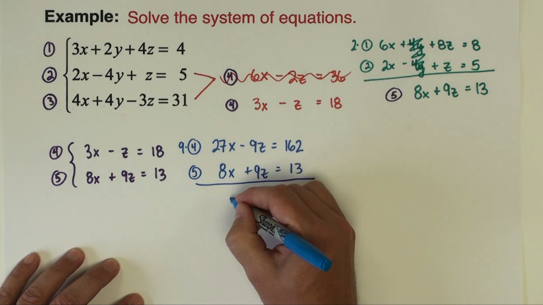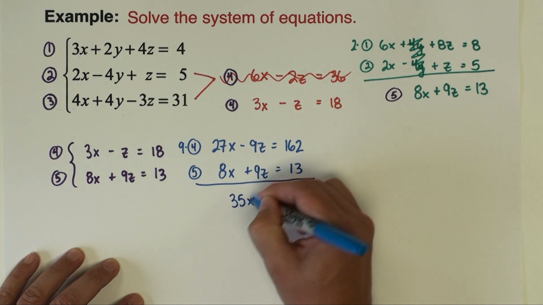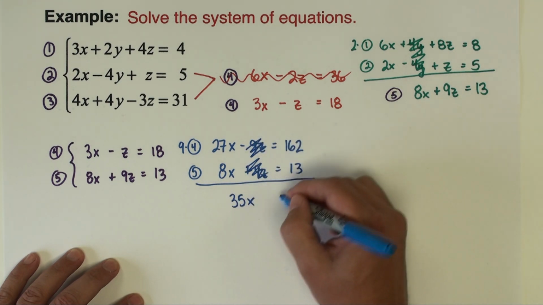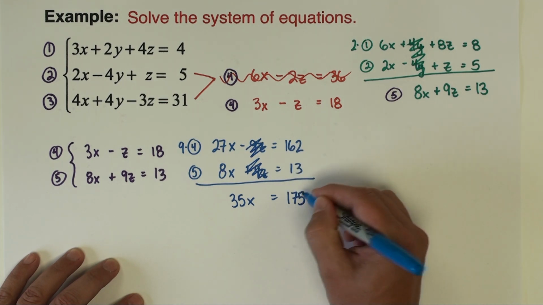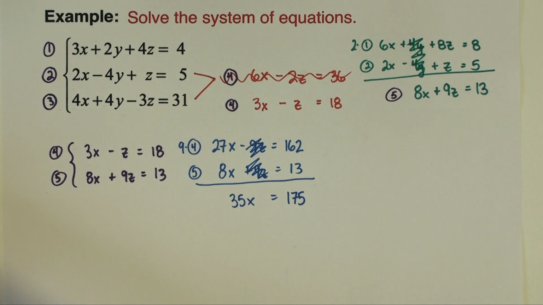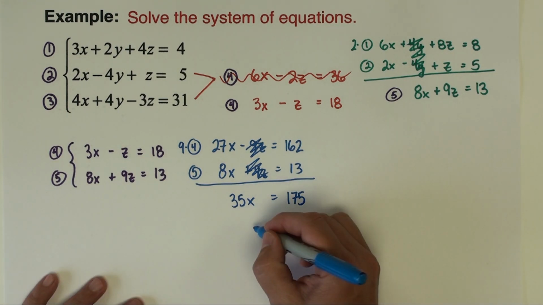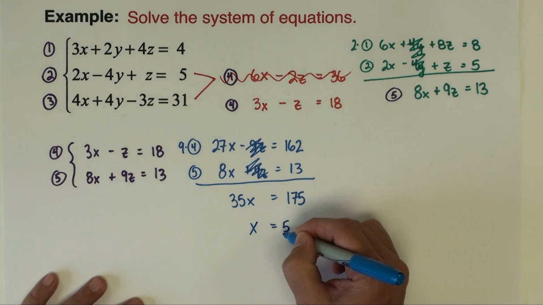So 27 and 8 is 35x. The z's are going to cancel. 162 and 13 is 175. And 175 divided by 35 is 5.